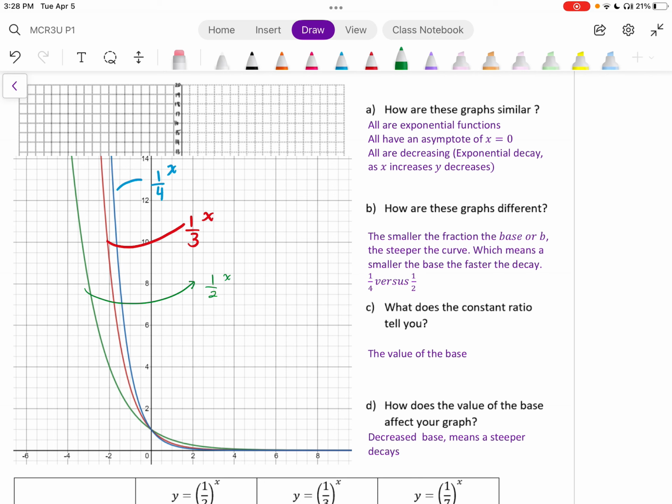If you were going to explain these to someone, they're all exponential functions. They all also have an asymptote of 0. They slowly approach 0, but they never touch it, right? The thing is, now instead of increasing exponentially, they're decaying exponentially. So as x gets larger, the values of y are plummeting. They're decreasing. This is what we call exponential decay.